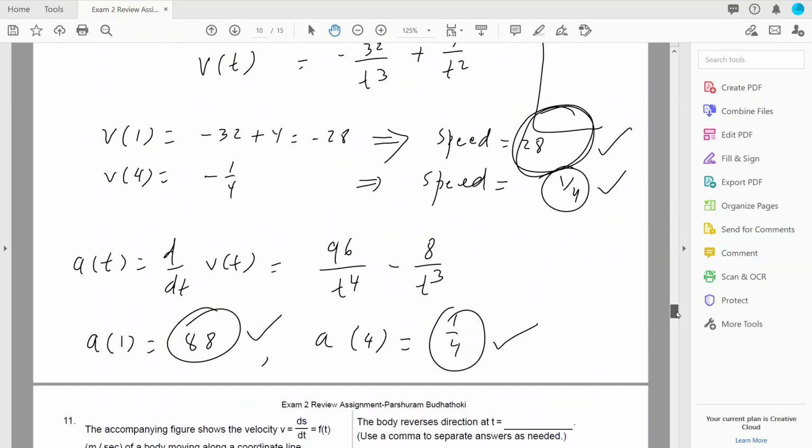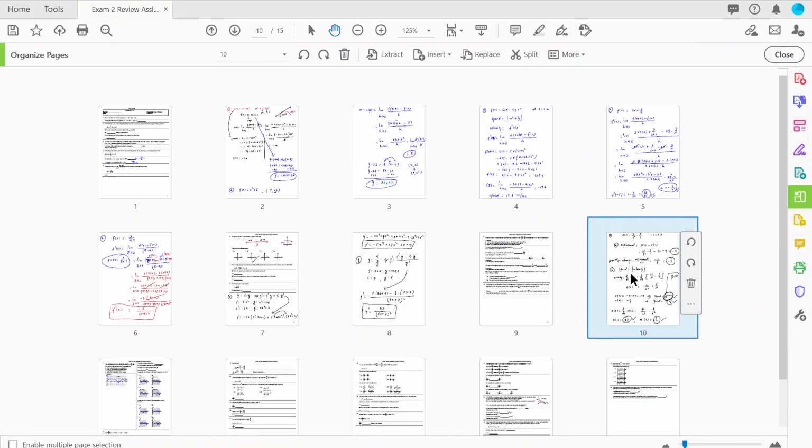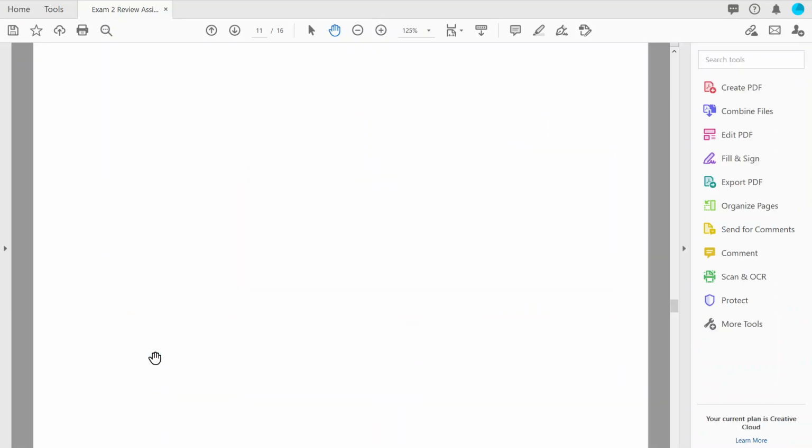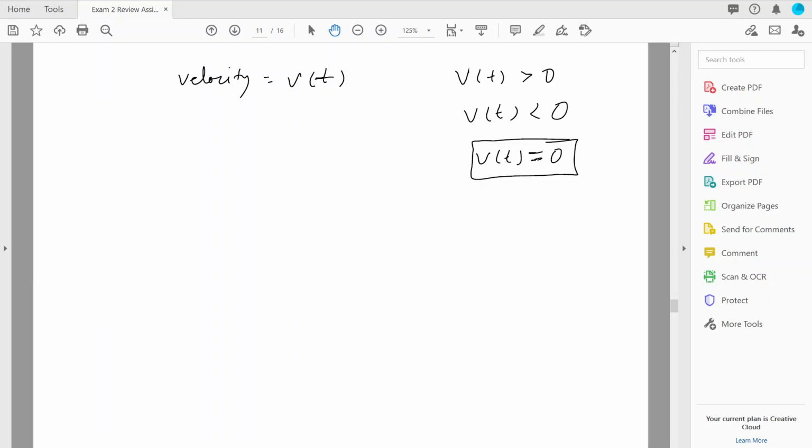If you can see the velocity, let me just add one more place here. So velocity gives you the direction of the object. Velocity might be positive, might be negative, and velocity is 0. This is the point which tells us whether the object changes direction or not.